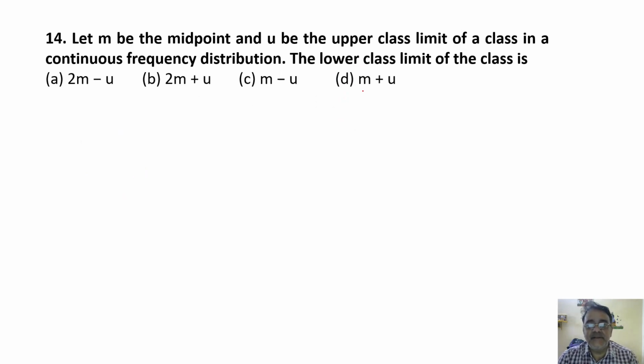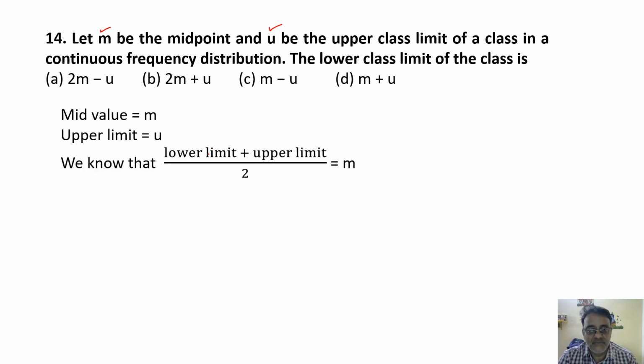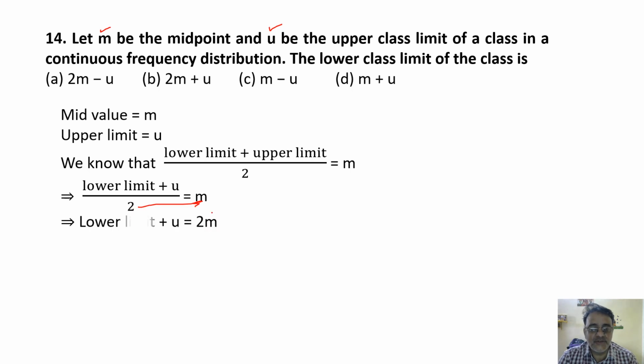Let m be the midpoint and u be the upper class limit of a class in a continuous frequency distribution. The lower class limit of the class is dash. So the mid value is given, m, and the upper limit is given, u. And we know that lower limit plus upper limit divided by 2 is the mid value, that is m. So lower limit plus u by 2 is equal to m. Now cross multiply. So lower limit plus u is equal to 2m.